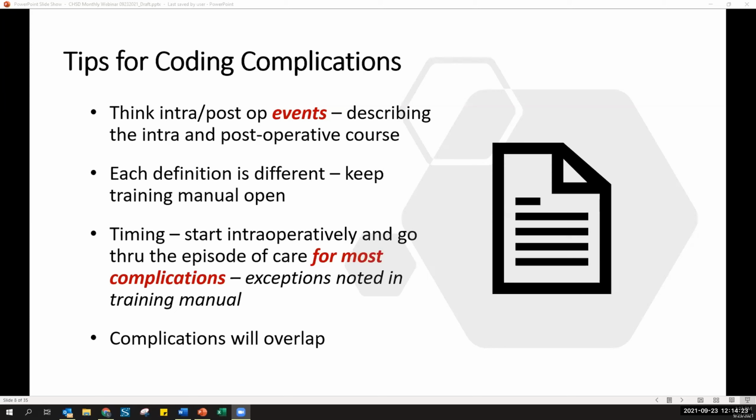Also note that complications will overlap. We know this, we've talked about this a lot, but I think it's a struggle sometimes for surgeons. So you're going to check two boxes and not just one. Yes, the complications do overlap in this data version. We're going to see some updates with our data version that will roll out next year where we won't see quite the overlap, but for now it is absolutely appropriate that complications will overlap.